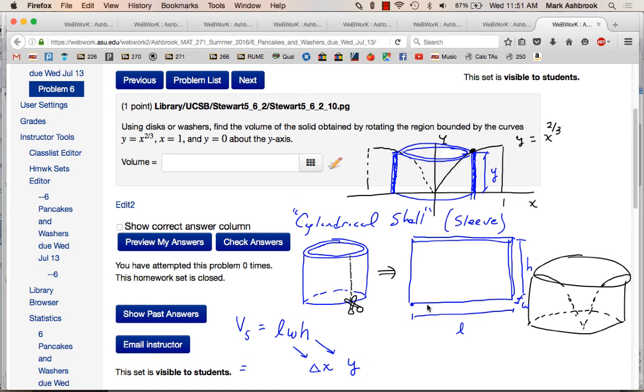Lastly, what's the length of this? So the length of this rectangular solid is what of this shell? Circumference of the shell, right? Circumference is 2 pi r. So we need the radius of our shell, right? To get that length, it's going to be 2 pi times the radius. So what is the radius of the shell from here to here?